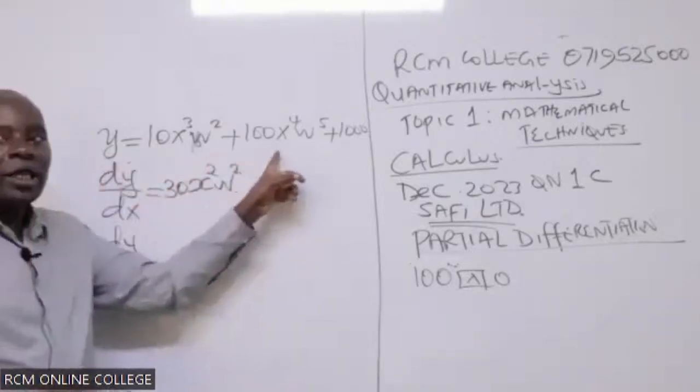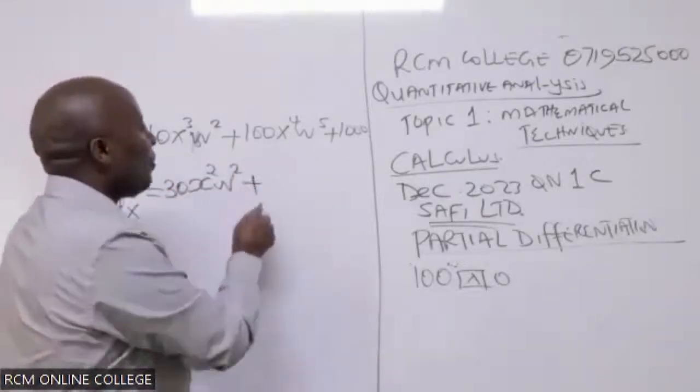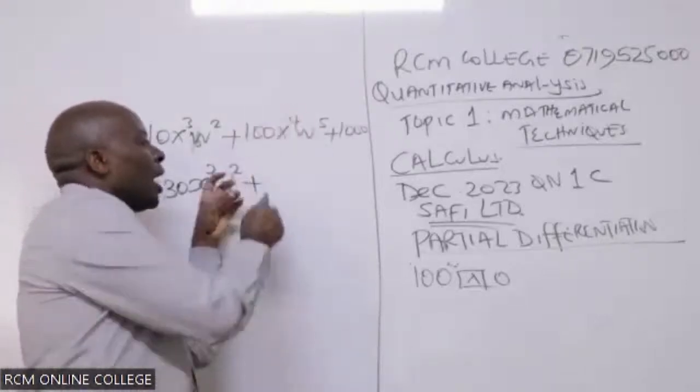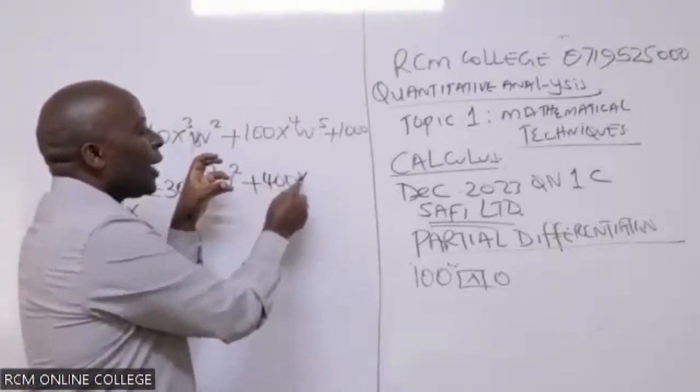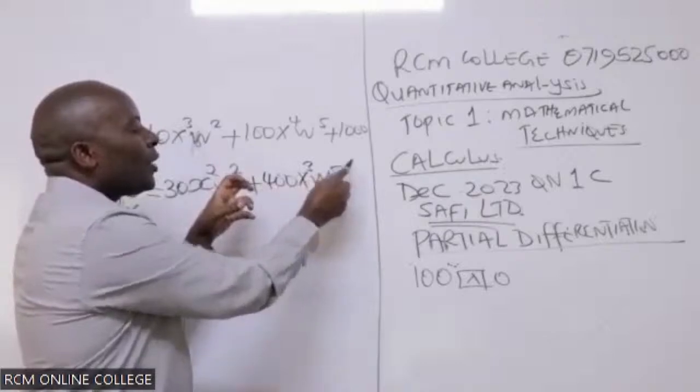Then come here, ladies and gentlemen. So here, what do we have? The power of x here is 4. So this 4 comes down. That gives me 400 x raised to 3. The structure of w remains.